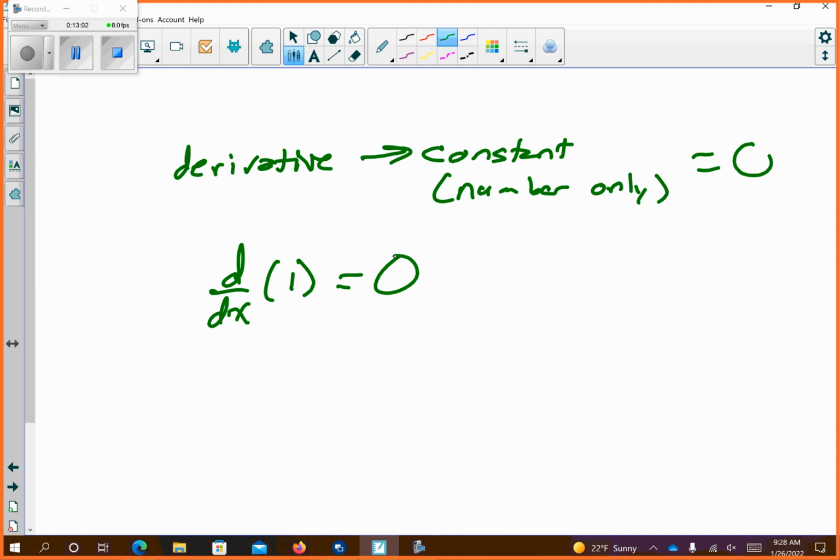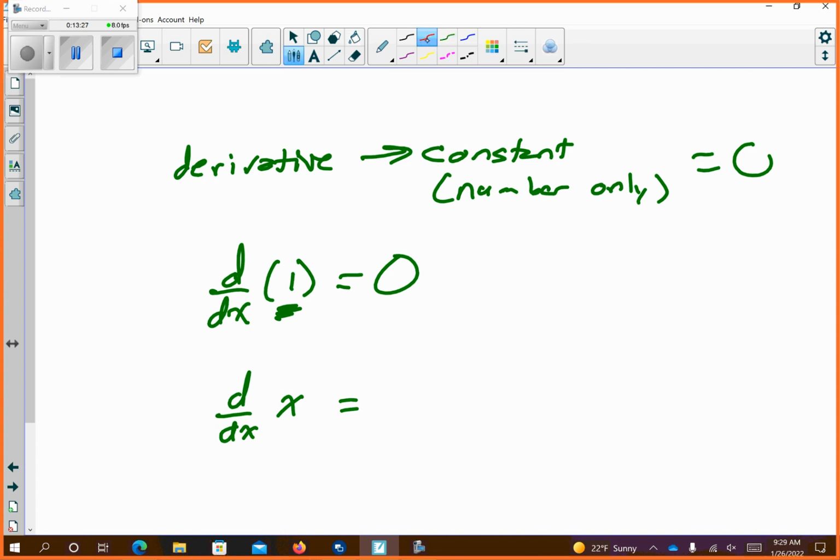So that's the first thing to know: the derivative of a number only is going to have an answer of 0. It doesn't matter what this number is. It can be anything beyond 1. It comes out to an answer of 0. But then they give us d dx of x.